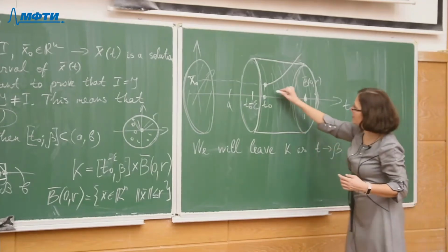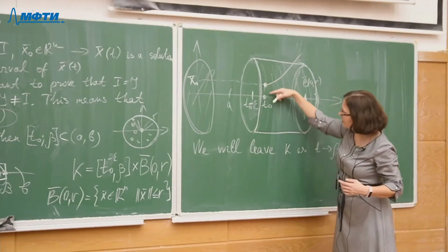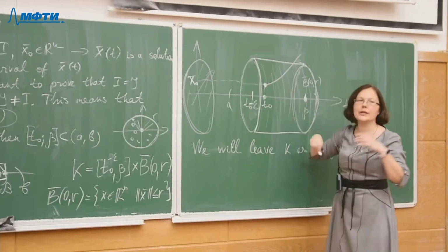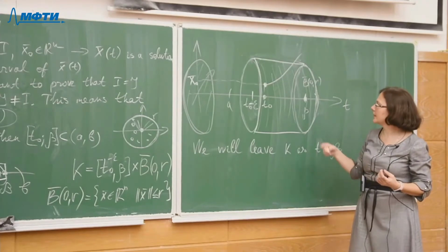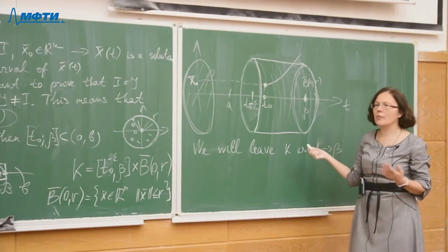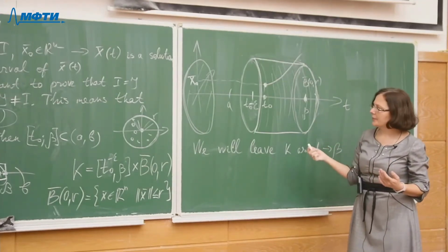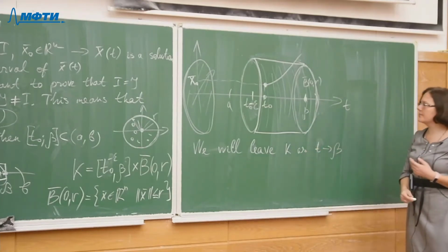Okay, so it is inside, right? So this point is inside the cylinder. But we must leave this compact set as t approaches beta.